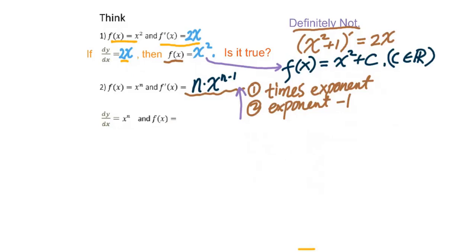Therefore, this f of x will be exponent plus 1. So you get x to the n plus 1. This is the exponent. Then times the exponent; the reverse will be divided by the exponent. Now the exponent here is n plus 1, so divided by n plus 1. Don't forget plus c, and c is all real numbers.